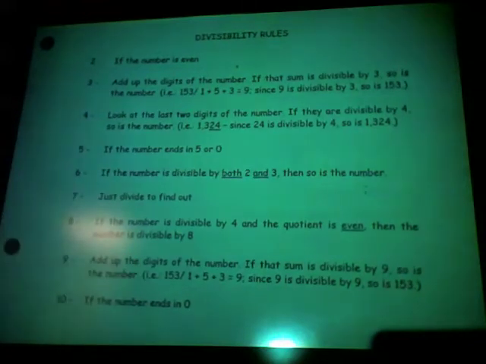So if I had, let's think of a number that's divisible by 3 but not 9. Can you think of one? Well, think of one that's 2 or 3 digits. 111. So 111. If you add 1 plus 1 plus 1, don't you get 3? So that number is divisible by 3 but not 9. Any number divisible by 9, isn't it always going to be divisible by 3 as well? Because 3 is a factor of 9.